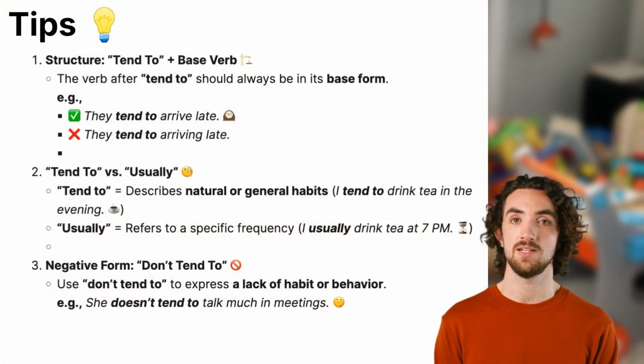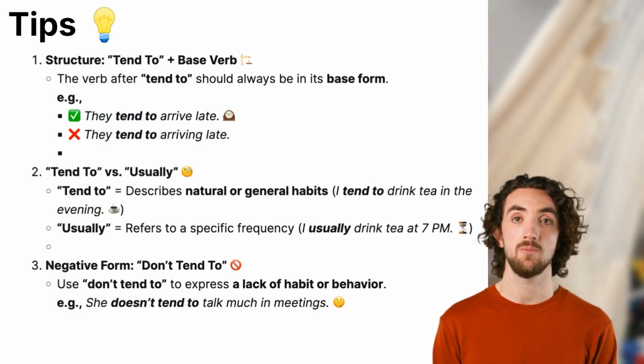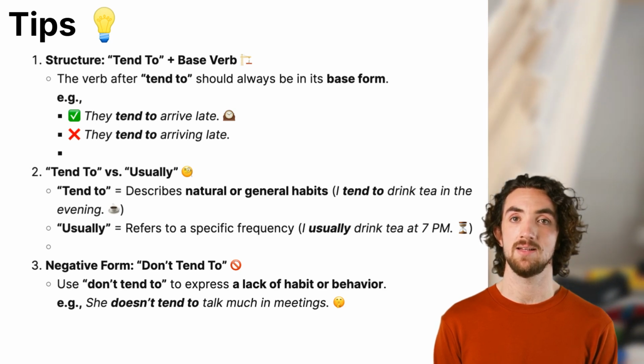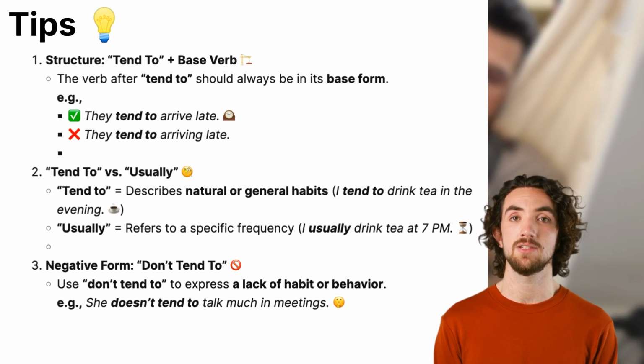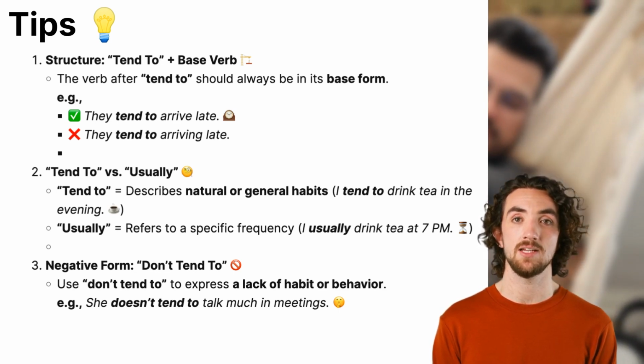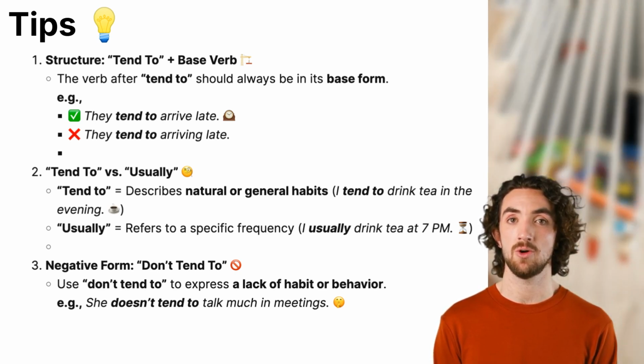Now that we've covered the different ways to use tend to, let's go over some important tips to help you use it naturally and correctly in conversations. 1. Structure, tend to plus base verb. The verb after tend to should always be in its base form without ing or to before it.